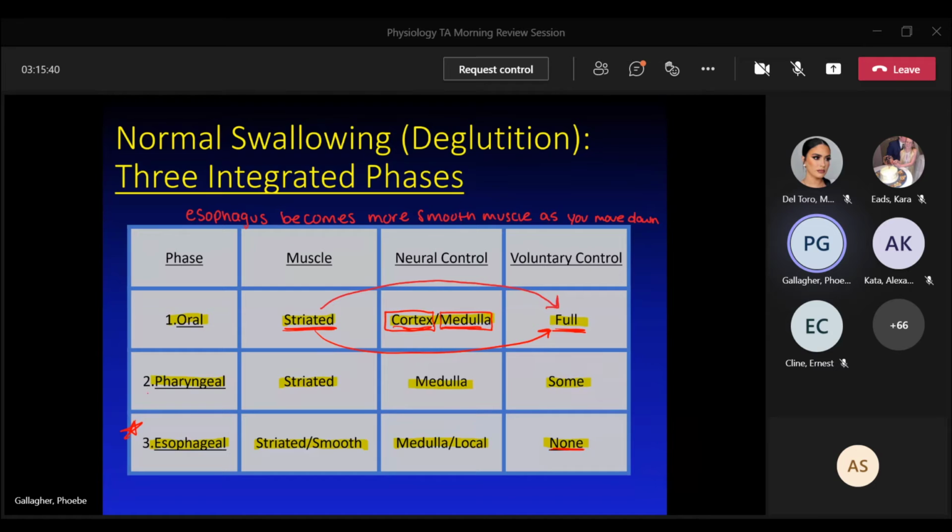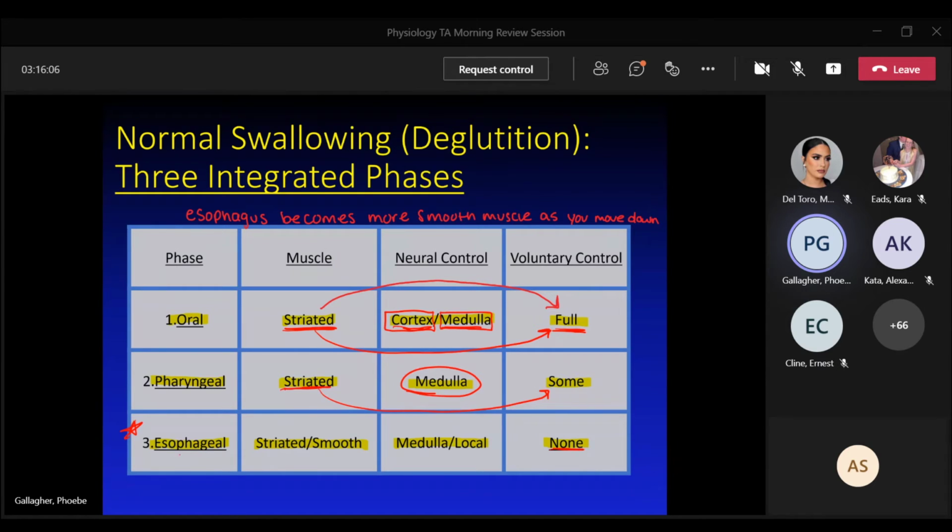As you move down to the pharynx, this is your pharyngeal phase. So the food bolus moves down a little bit lower. It's still striated muscle, so you do have some voluntary control, but now your medulla is mostly coordinating. You can't really think about contracting your esophagus once it's past your mouth. So that's pretty easy to remember.